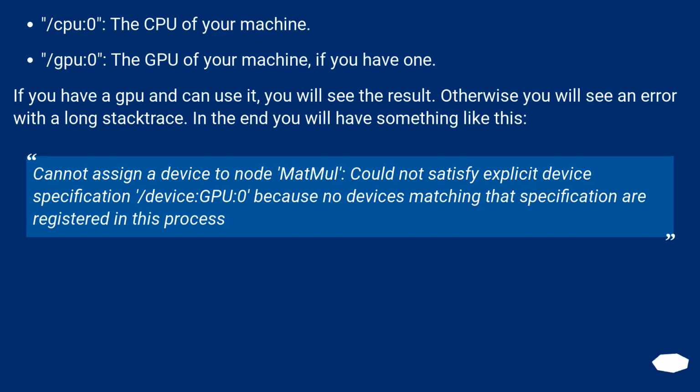CPU:0, the CPU of your machine, /GPU:0, the GPU of your machine, if you have one. If you have a GPU and can use it, you will see the result. Otherwise you will see an error with a long stack trace. In the end you will have something like this.